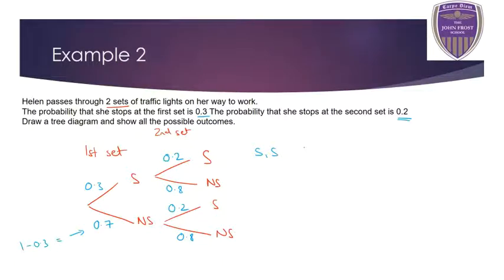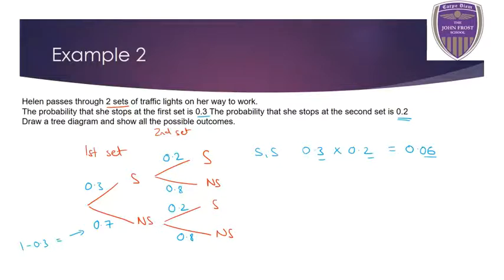Look, she stops first and she stops second. So there's a 0.3 chance that she stops first. There's a 0.2 chance that she stops at the second. And we know now we're going across the branches, aren't we? It's the AND rule, so we're multiplying. And be careful with this, all right? So many people write 0.6, but the actual answer is 0.06, isn't it? There's 2 decimal places in the question, so there has to be 2 in the answer. So 0.06.